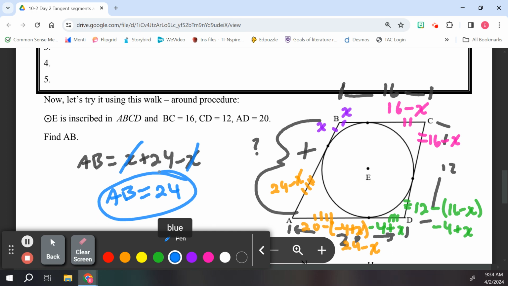I want to leave this up just so you have it, but I want you to try the next one on your own. It says a circle inscribed in PNHS, NH equals 12, HS equals 15, PS equals 18. Find PN. Go ahead.